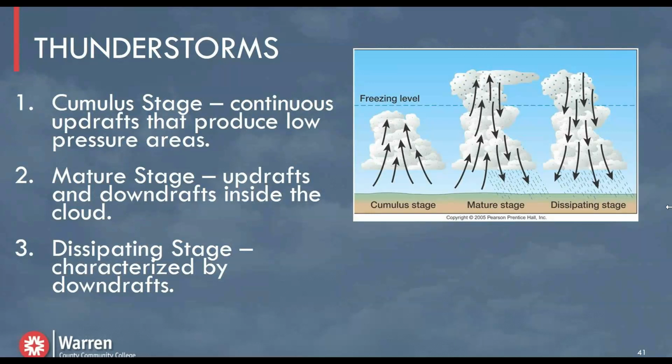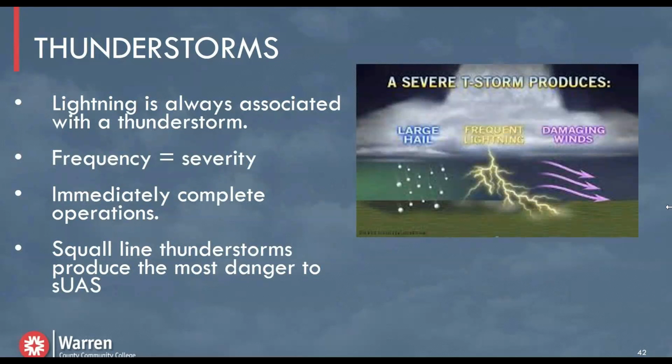So the other thing you want to remember, because there's test questions on it, is there's 3 stages of thunderstorms. The cumulus stage, this is continuous updrafts that produce low pressure areas. There's the mature stage. These have both updrafts and downdrafts inside the cloud. And there's the dissipating stage, characterized by downdrafts. All three will exist.